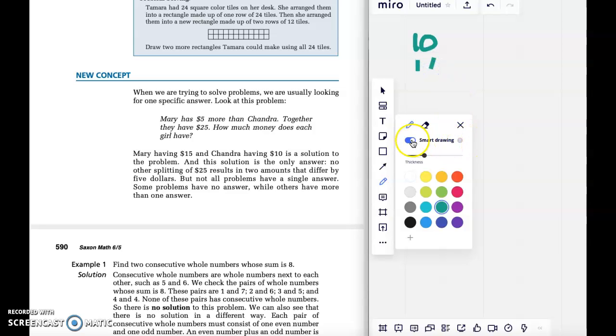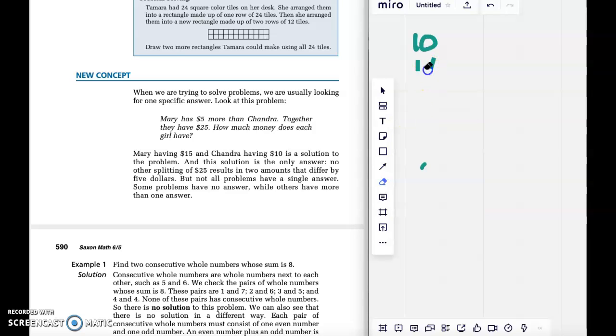Ugh, I have the smart drawing part there. We're going to take that off. Nobody wants you to change your numbers like that. All right, let's try it again.